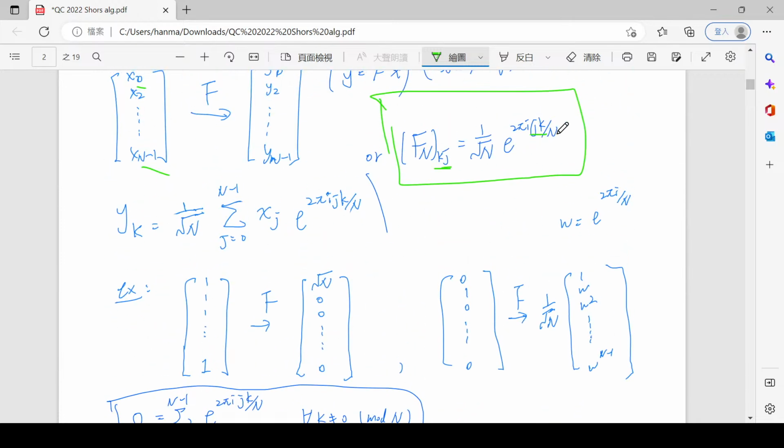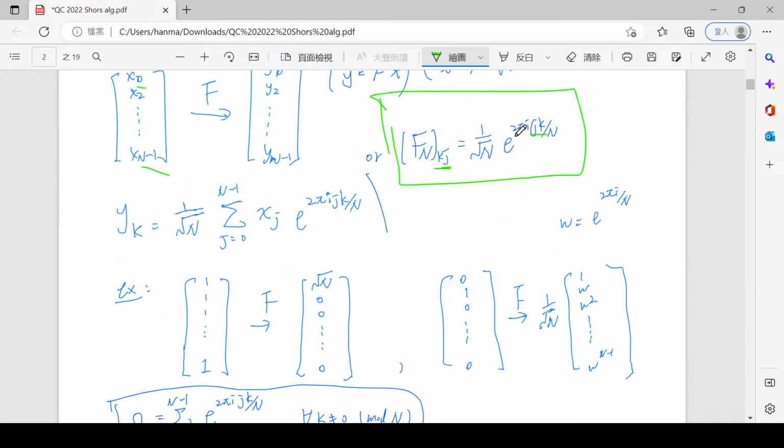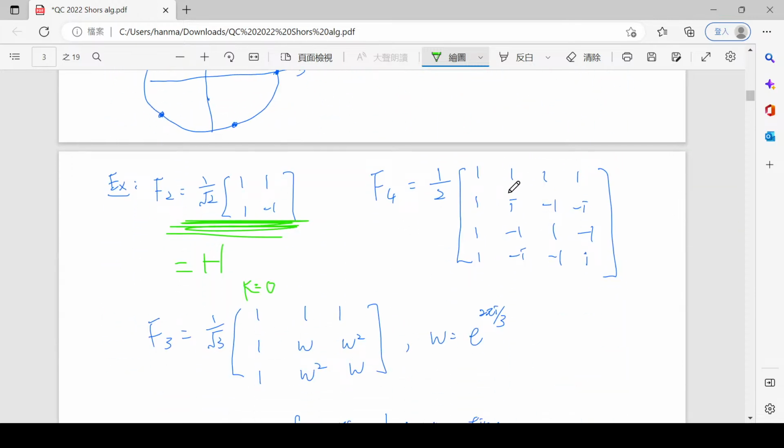So which is j, which is k? I think this is k. It doesn't really matter, so say this is k. You can say that this column is k equal to 0. I should write it here again, it's easier. Just for comparison, the elements are this overall factor of 1 over square root n, times e to the 2 pi i j k over n.